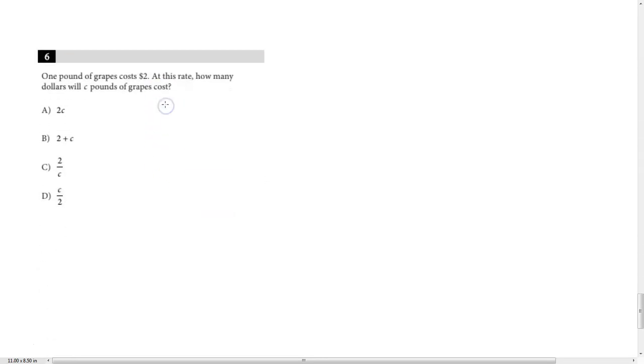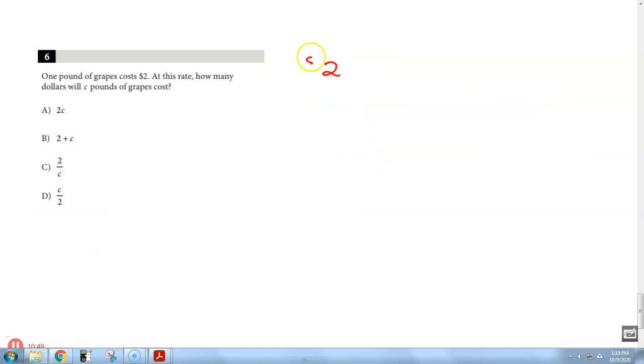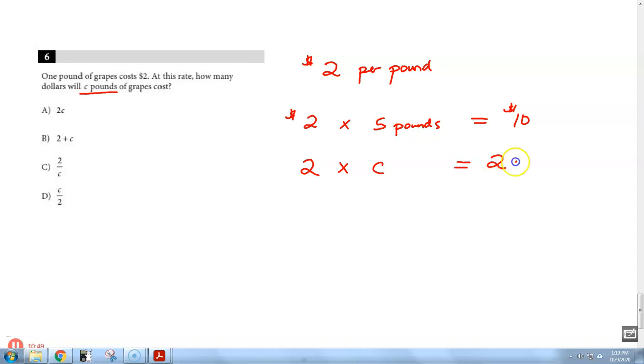Number 6. 1 pound of grapes costs $2. So grapes are $2 per pound. So for instance, if let's just say I bought 5 pounds of grapes, that'd be a lot of grapes, I would do $2 times 5 pounds, and it would be $10. But this problem's kind of weird. It says how many dollars will C pounds, meaning we don't know. So how many dollars times C pounds? Well, 2 times C is just 2C. So the correct answer here is A.